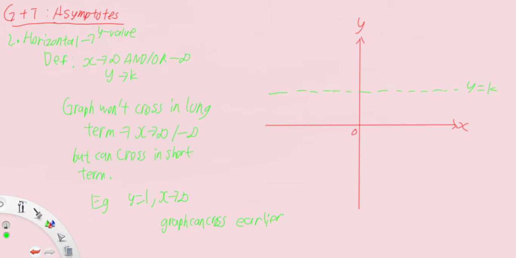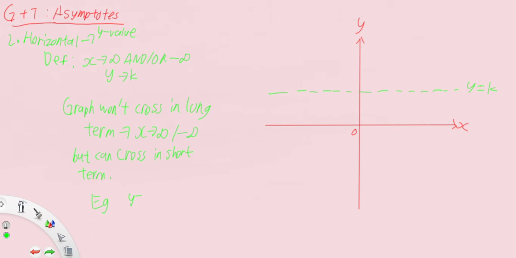Alright, so what do I mean? Well, let's say you have an asymptote at y equals k. In the long term, it will approach y equals k on this side. However, your graph can look something like this. In the short term, it will cross, but in the long term, it approaches k. So it's always focusing on the long-term behaviour of y, so it still can cross.